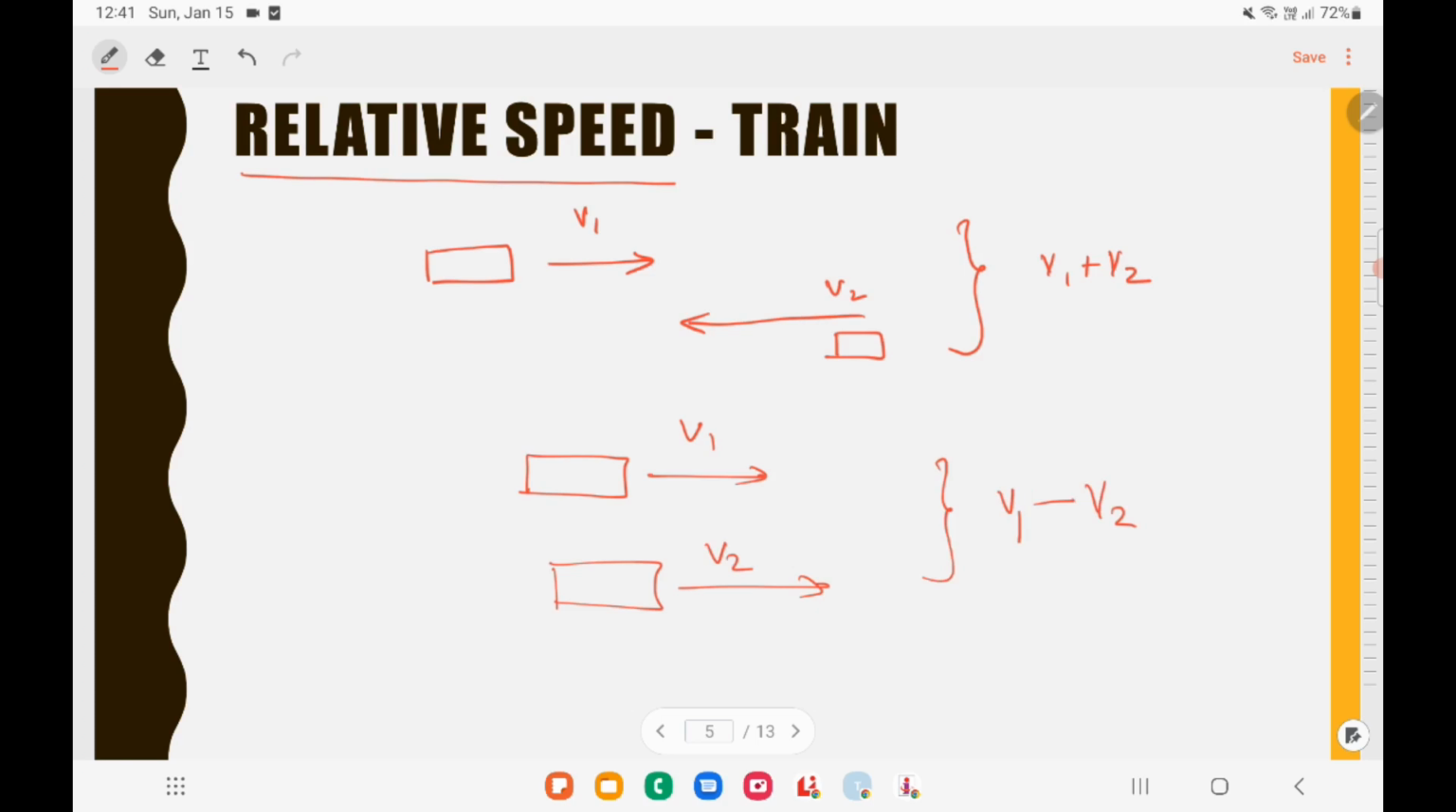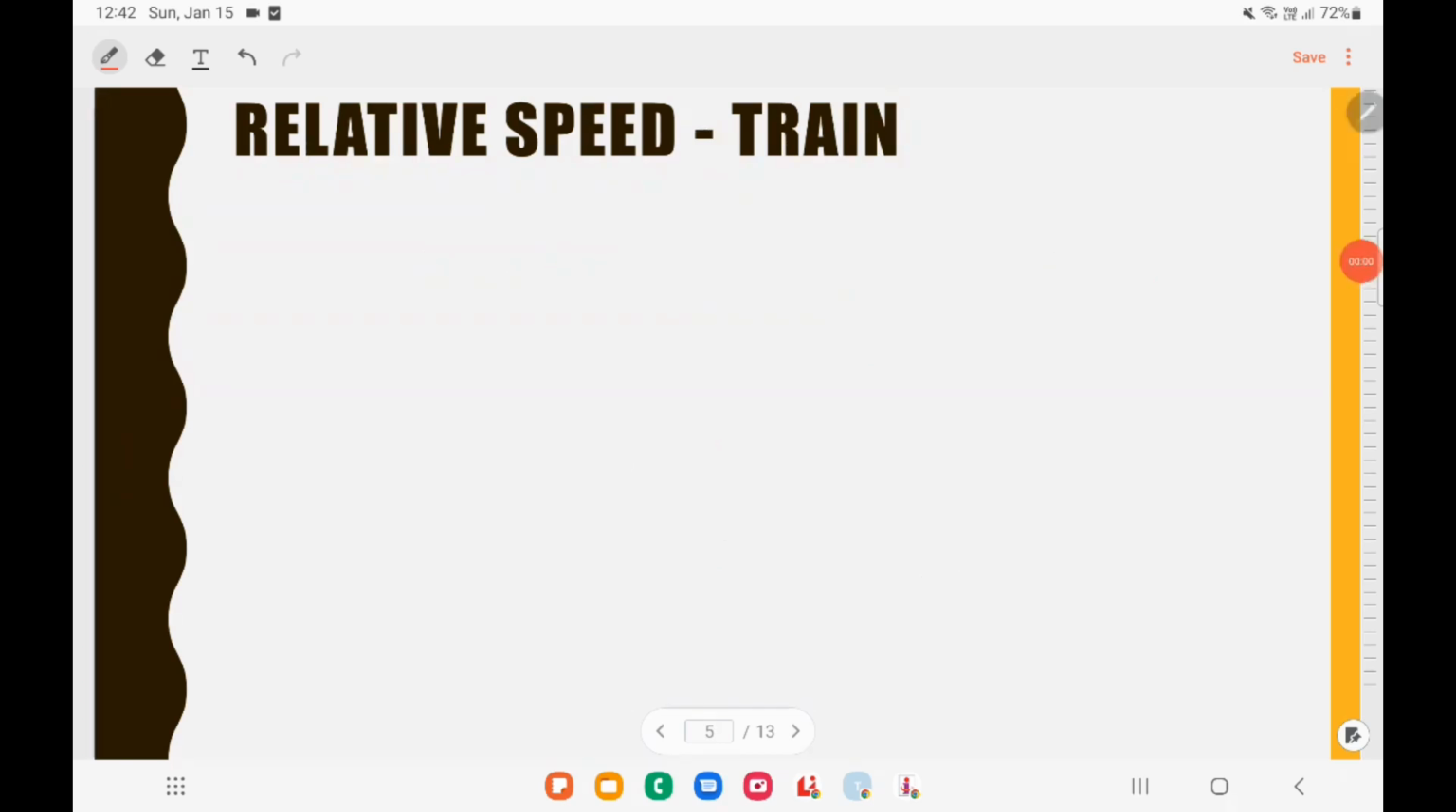Normally two kinds of questions are asked from this topic or section: questions relating to trains and questions relating to stream and boat. We'll be looking into those two, and there are different cases in these two types of questions. So first let us look into the different types of cases when it comes to relative speed and trains. Case 1 is the questions regarding a train and a pole or a stationary man.